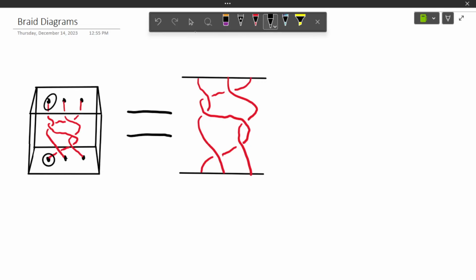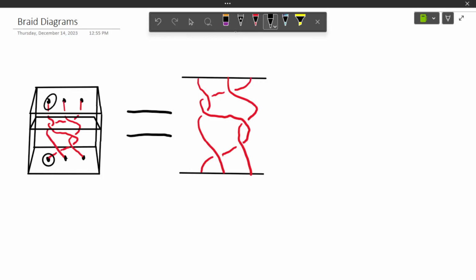A braid is going to be any embedding of these ropes such that no two ropes intersect, and such that at any slice of the box, any plane on the way down, maybe this slice right here, each strand of the braid appears exactly once, no more, no less.